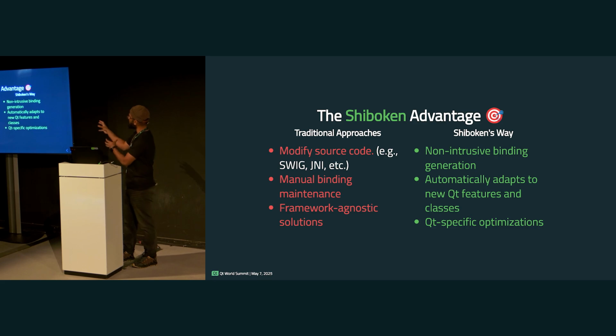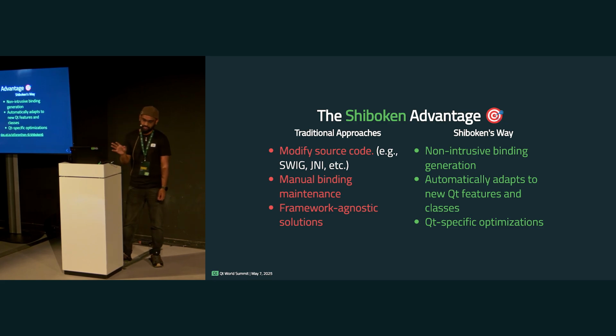On the other hand, Shiboken is a non-intrusive binding. You don't have to modify your source code. It automatically adapts to new Qt features and classes. To expose a C++ class using Shiboken, the only thing you have to specify is the class name. You literally don't have to specify any of the methods of the class. They automatically get exposed to Python. Shiboken also has a lot of Qt-specific optimizations, for example, conversions from Qt containers to Python sequences.